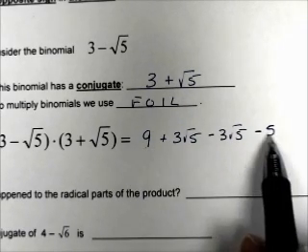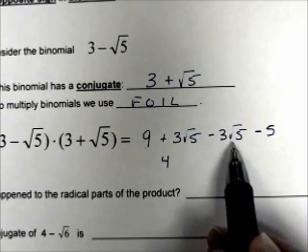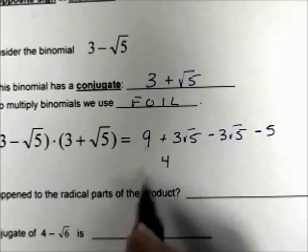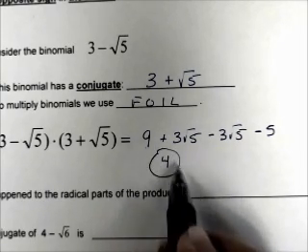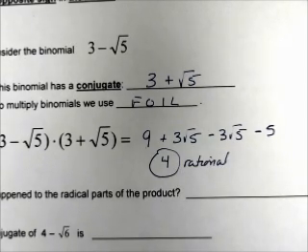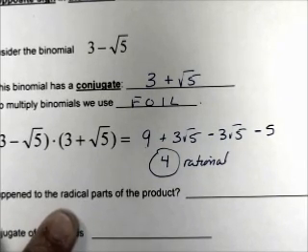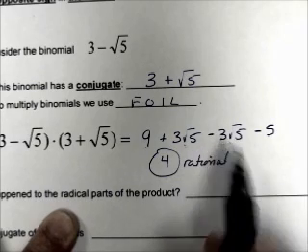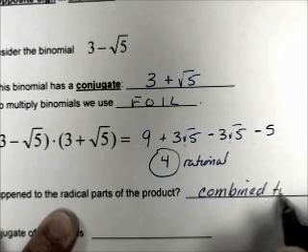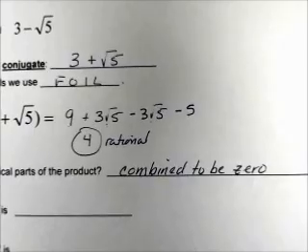Combine like terms, 9 minus 5 is 4, and positive 3 square root of 5 and negative 3 square root of 5 is 0. So our end result when foiling these two binomials is a rational number, 4. 4 is a rational number, right? It does not contain a radical. What happened to the radical parts of the product? The radical parts here combined to be 0. They combine to be 0.